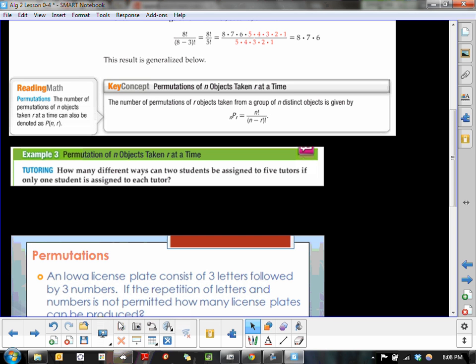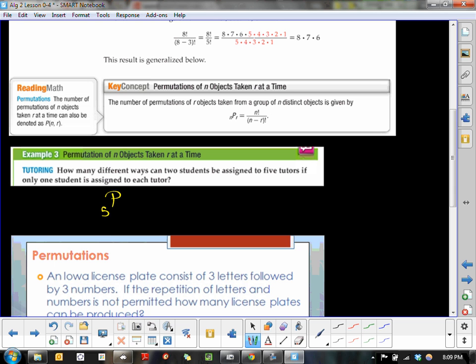The first one is, how many different ways can 2 students be assigned to 5 tutors if only 1 student is assigned to each tutor? Okay, so you've got to think about, is this a permutation? Do we have distinct objects? We have 5 tutors and 2 students, and if we arrange the tutors and the students around to different ones, we have different outcomes. So it definitely makes a difference the order that we put them in, and they are definitely distinct. So we have a permutation where we have 5 distinct objects.